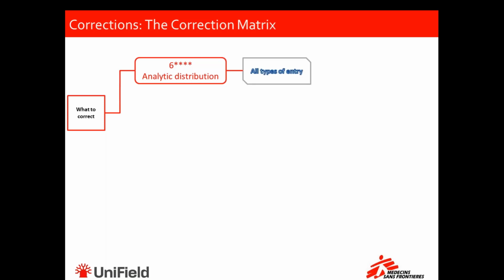Was it a direct entry? Was it a validated supplier invoice? Was it a payroll entry? Was it an HQ entry? Was it a recurring entry? Whatever the entry we've booked, if it was posted in Unifield directly, and we want to correct the expense account or the analytical distribution, in that case we use the correcting wizard. We will see afterward how to use the correcting wizard, but that is the answer to the question.